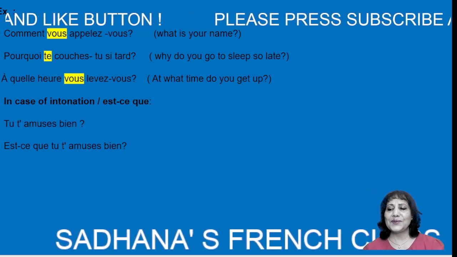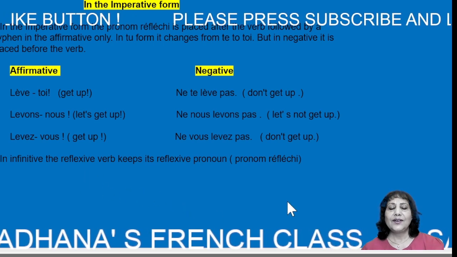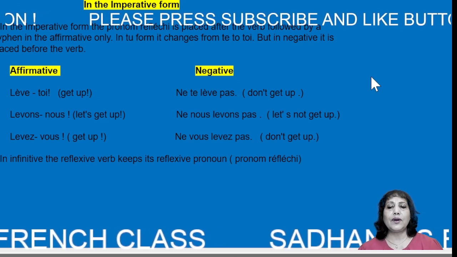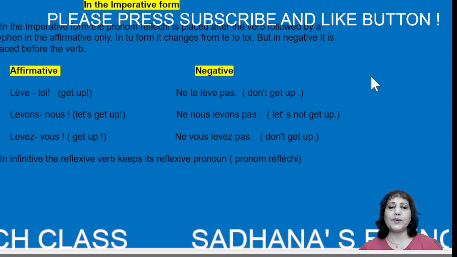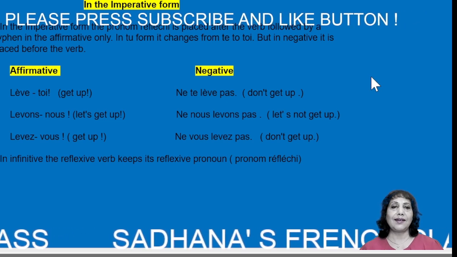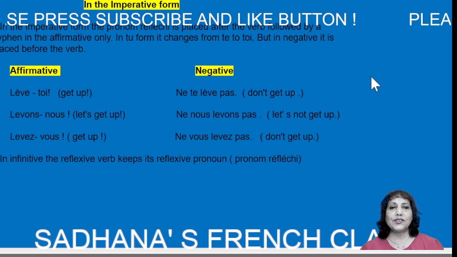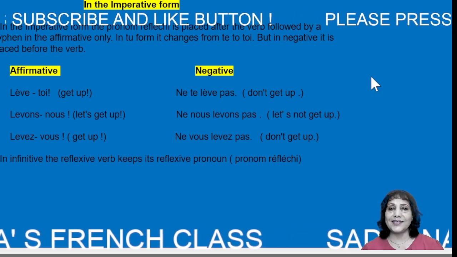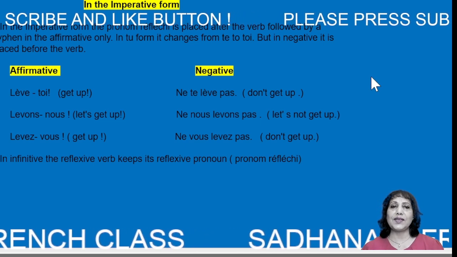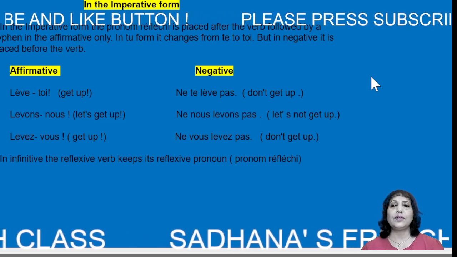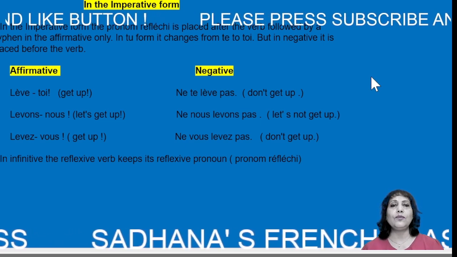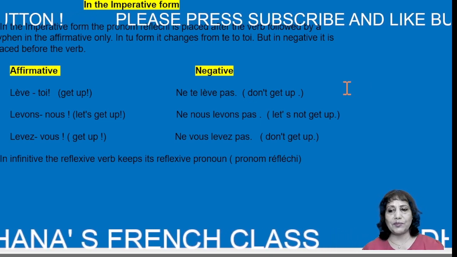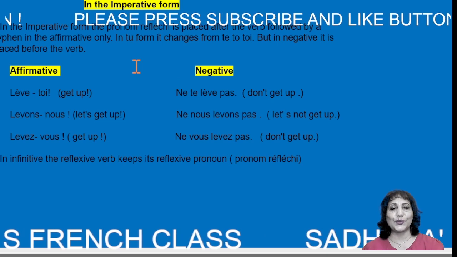Okay, so let's learn the imperative form. In the imperative form, the pronoun reflexive is placed after the verb. See, till now I was telling you it is always placed before the verb. But in the imperative, this is not the indicative. In the indicative form, you place the reflexive pronoun before the verb. In the imperative form, we place the reflexive pronoun after the verb. Just remember it. We are learning the imperative form also.